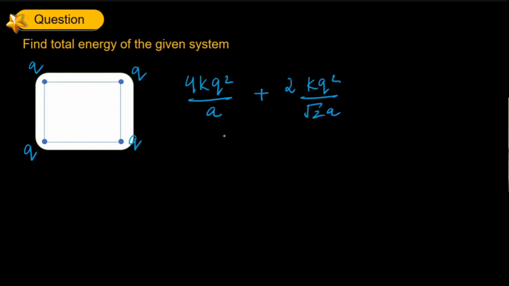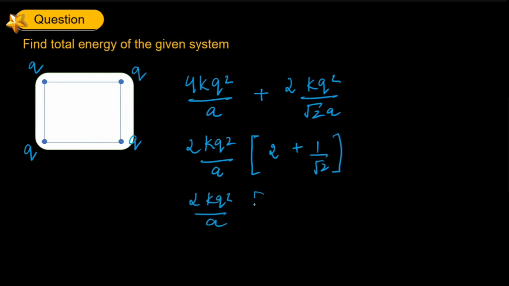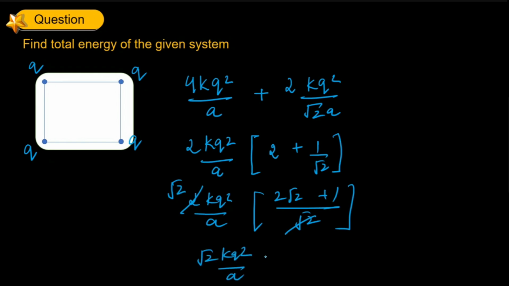So if I solve it, let me take these things common. I'll be having 2 plus 1 by root 2 inside. If I solve it further, I'll have 2 root 2 plus 1 by root 2. We can also divide this, so we'll get root 2 here. So root 2 kq square by a, 2 root 2 plus 1. That is our answer.